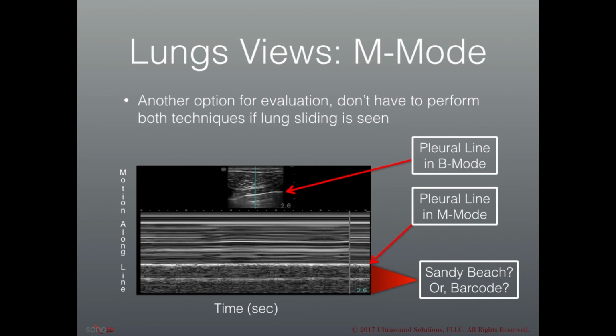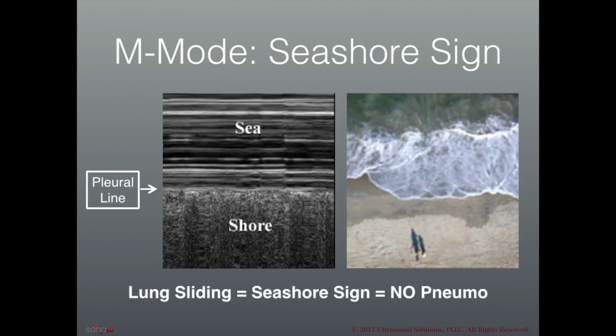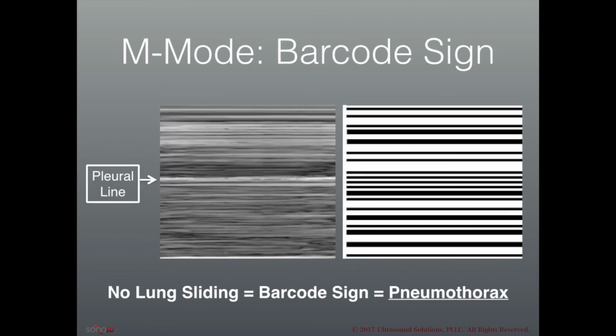Deep to this pleural line, you need to ask yourself if the image appears more pixelated, like a sandy beach, or more striated, like a barcode. If it appears more pixelated, we refer to that as the Seashore sign, and this is evidence of normal lung sliding or the absence of a pneumothorax. If, however, deep to the pleural line it appears more striated like a barcode, then this is evidence of a pneumothorax because of the absence of lung sliding.